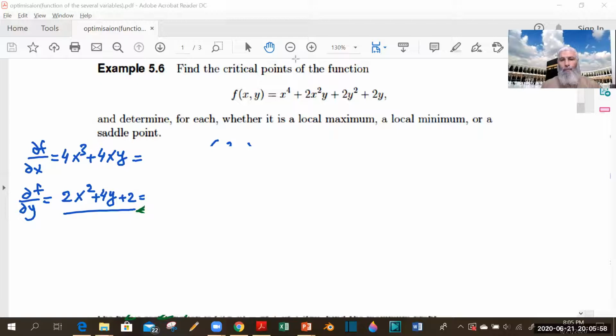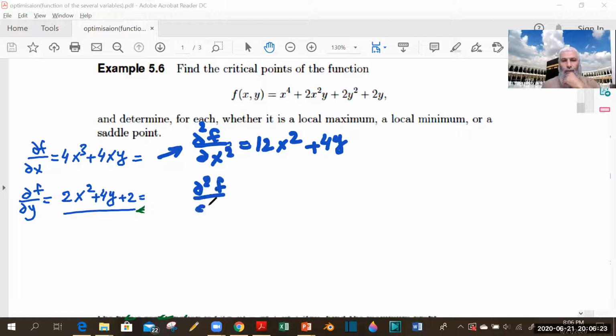Right? Yes. Now from here, we need d²f/dx², what is it? It is 12x² + 4y. Yes. So d²f/dx dy is 4y, just 4y.